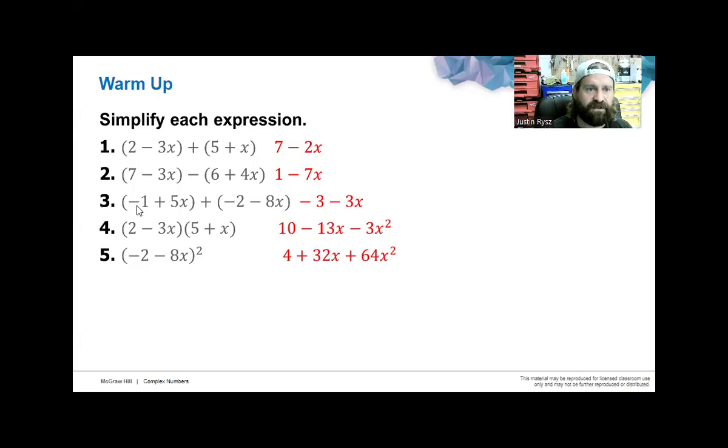All right, same thing here with addition. We got negative 1 plus negative 2 gives us negative 3. And then 5 plus negative 8, 5 minus 8 would be negative 3x as well.